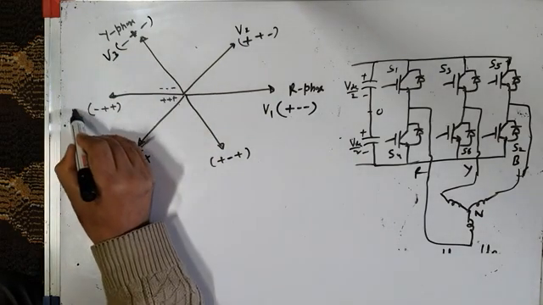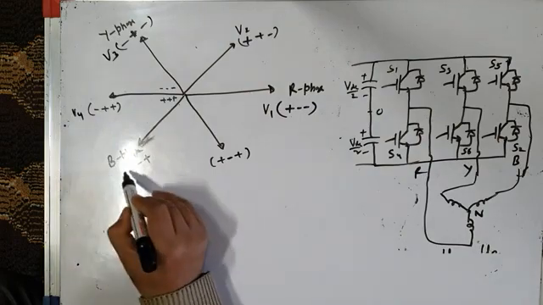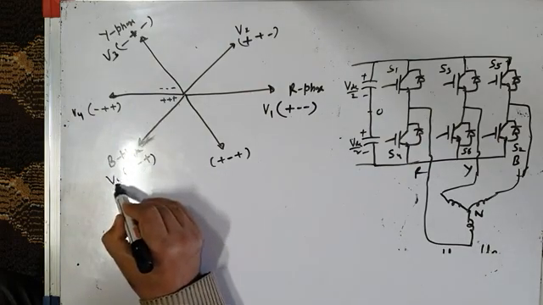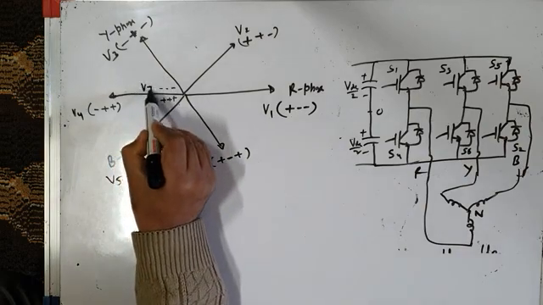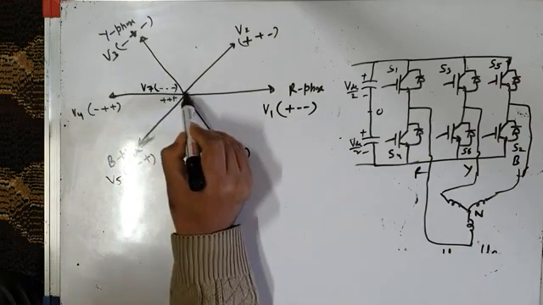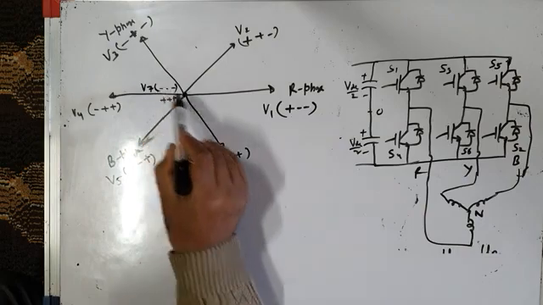This is fourth switching state V4. This is fifth switching state V5. This is sixth switching state V6. This is seventh switching state V7, which is minus, minus, minus. I am showing it on the origin because it does not result.